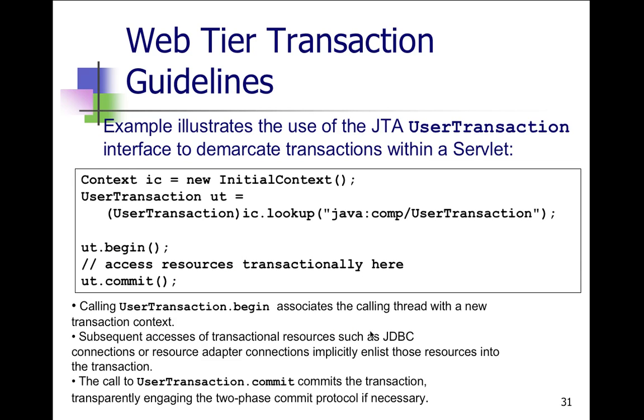Here's an example illustrating the use of the JTA UserTransaction interface to demarcate transactions with a servlet. We don't have very much code here, but we do have an instance of a context that's created, the initial context of the transaction, and then we're going to create a UserTransaction object, ut, that's going to look up the information for the context and find the information of the task that's actually going to be done. Oh, the code is missing in here though. Begin it, access the resources transactionally, and then end it essentially.